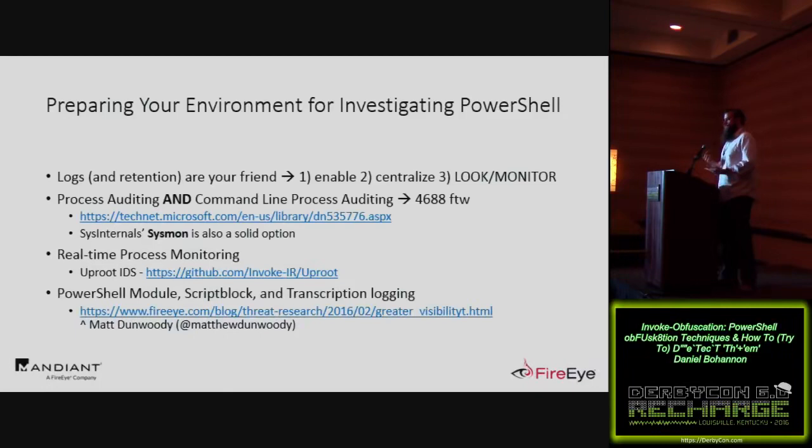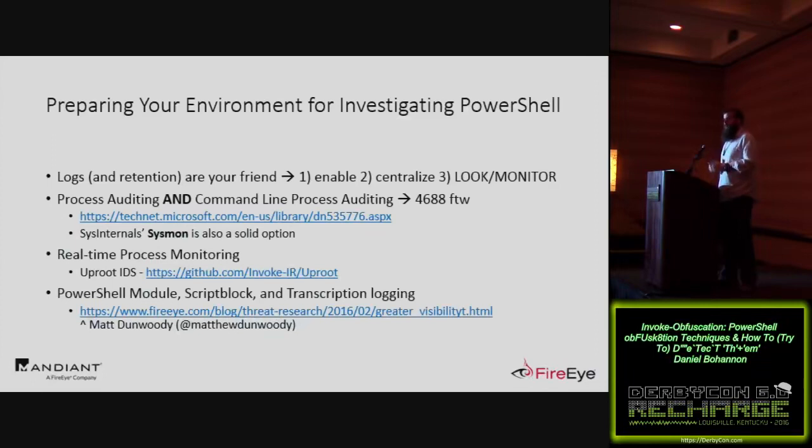But at the end of the day, whether it's your 4688s with command line argument logs enabled, or Sysmon EID 1, we have to be getting those. If you have other agents that can do real-time process monitoring, then that's great as well. Or even something like Uproot IDS, open source, absolutely great. And then PowerShell module, script block and transcription logging. If you haven't read this blog post with my colleague Matt Dunwoody, it's an excellent overview of each of these and kind of the before and after of what value it actually gives you.